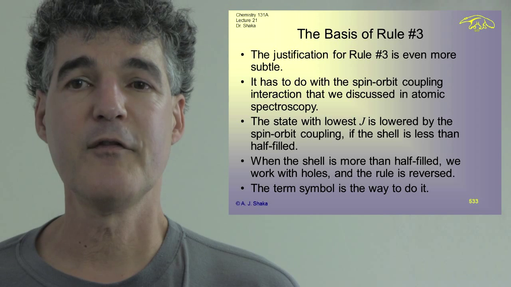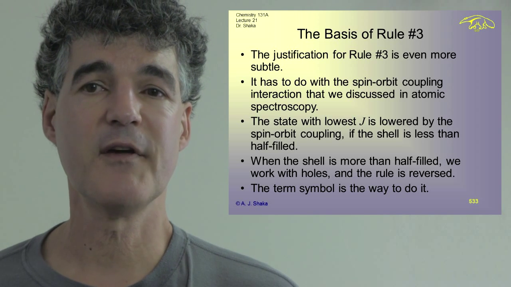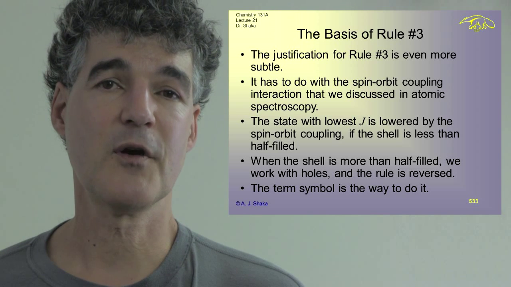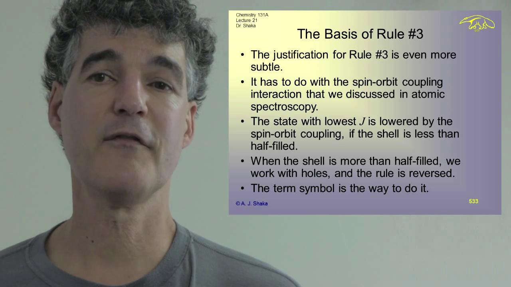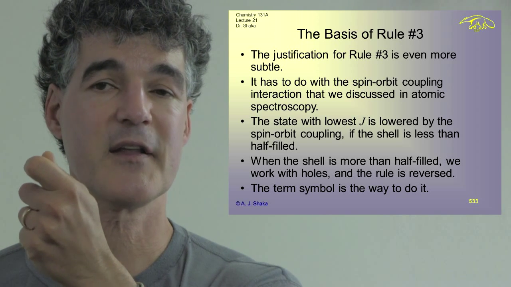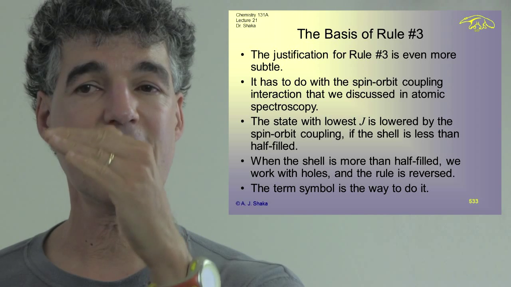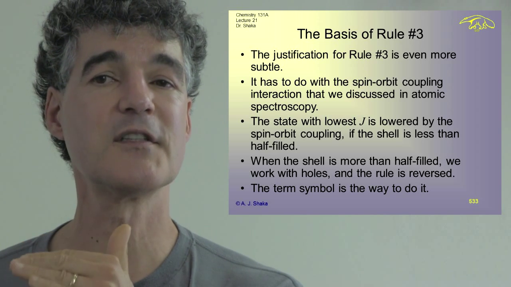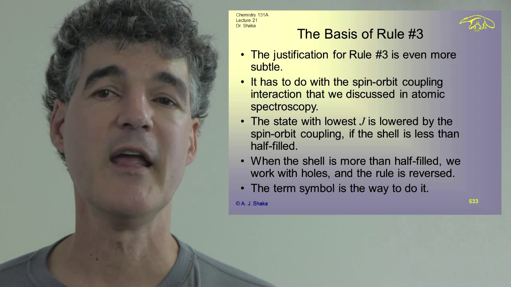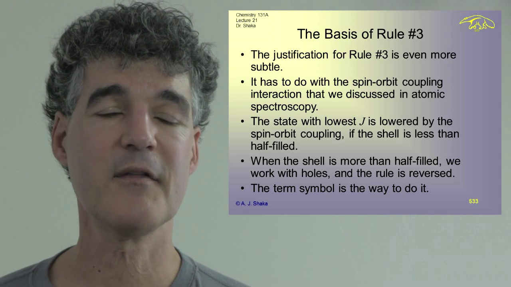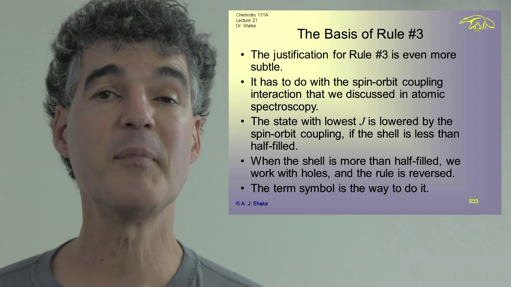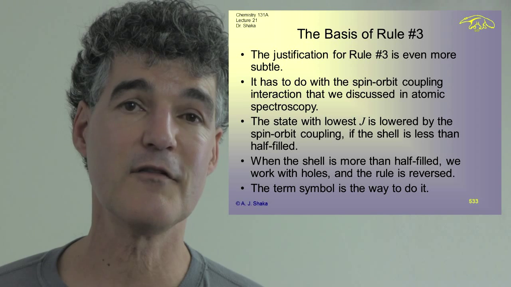If we look at the state with the lowest value of J, it's lowered by the spin-orbit coupling. Therefore, if everything else is equal, we look for this small magnetic effect, the spin-orbit coupling. If the shell is less than half full, it's going to be lowered. If the shell is more than half full, remember when we were working out the terms, I said if you're going to do fluorine, you don't put 5 p electrons and then drive yourself mad.